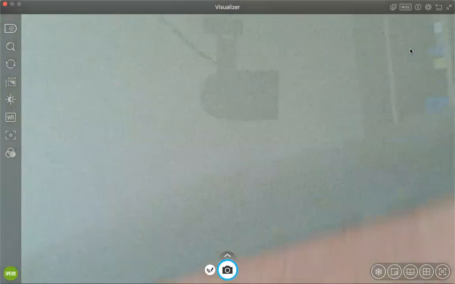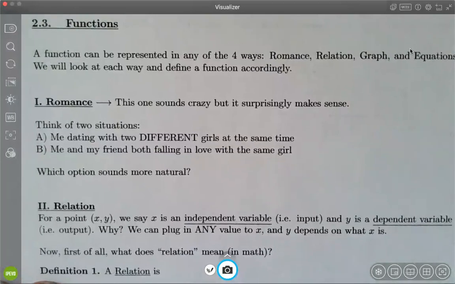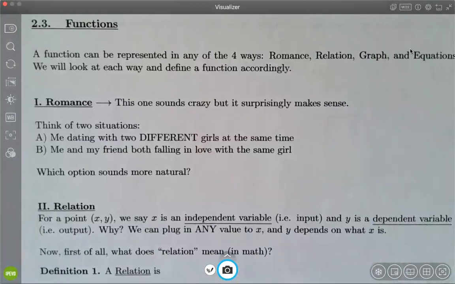And now we'll go to section 2.3, which is kind of long, but it's not too terrible. 2.3 is about functions, okay? Maybe some of you have heard the word functions before because it's really popular. A function can be represented in 4 ways: the informal method, which is called the romance, and then the relation, graph, and equations, okay? This romantic relationship may sound weird, but it makes sense, as you will hear.